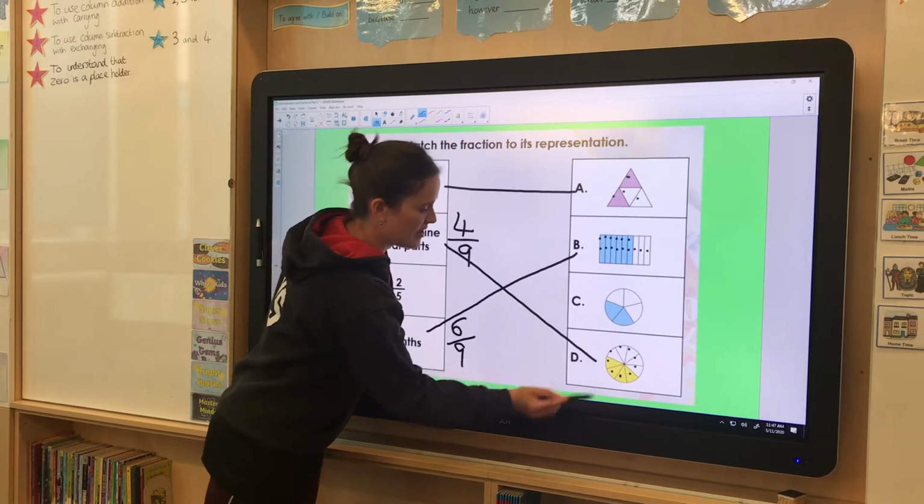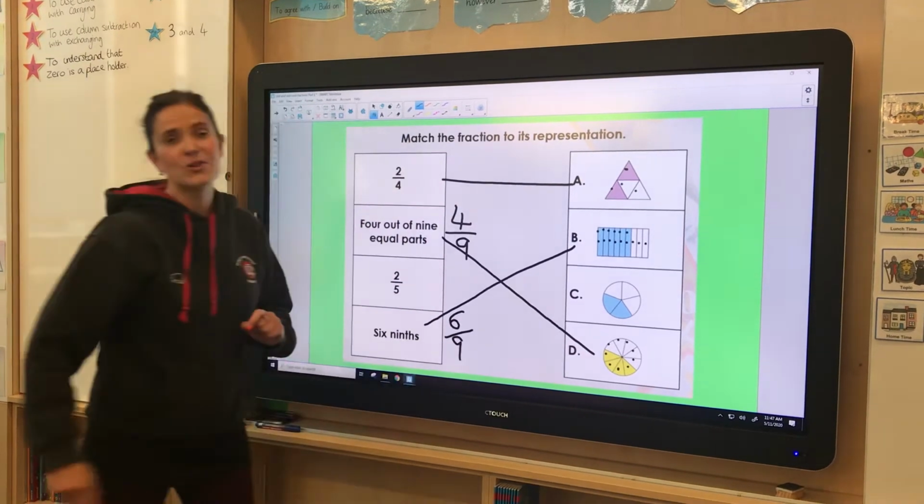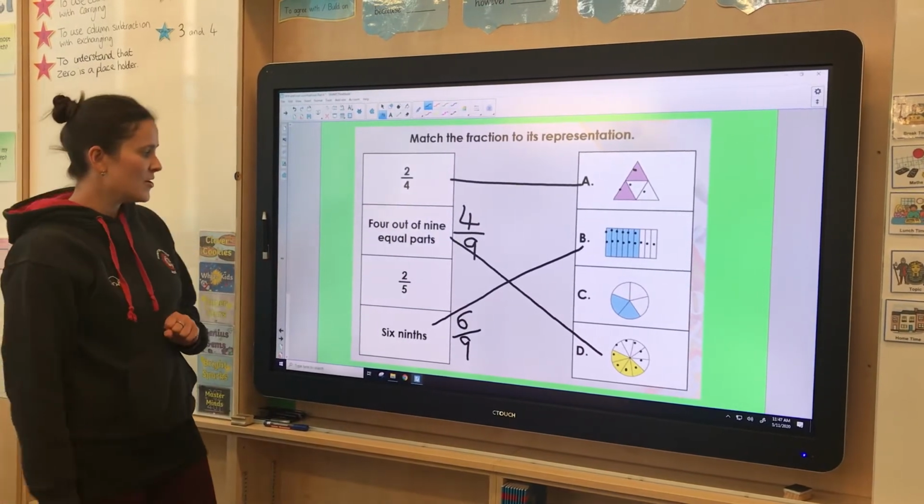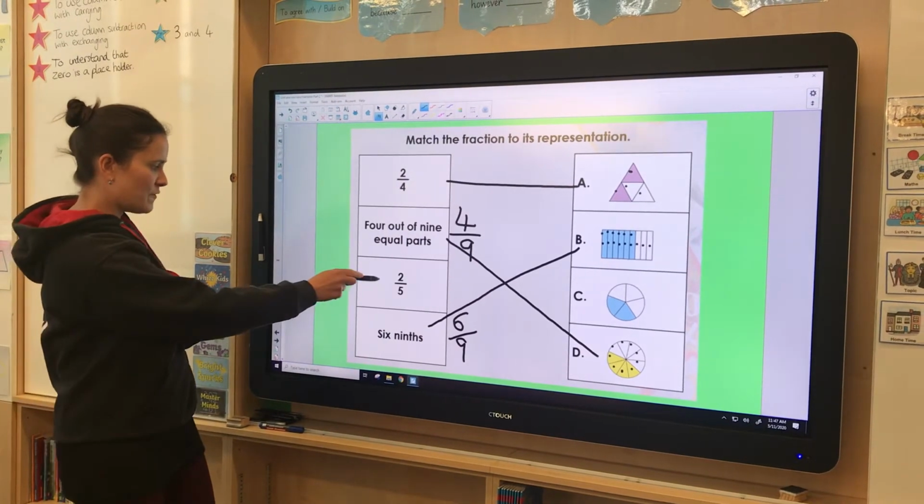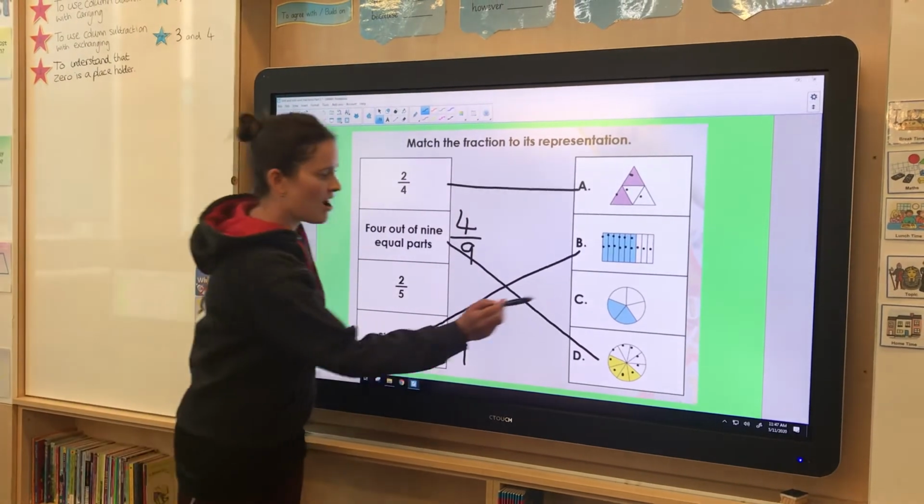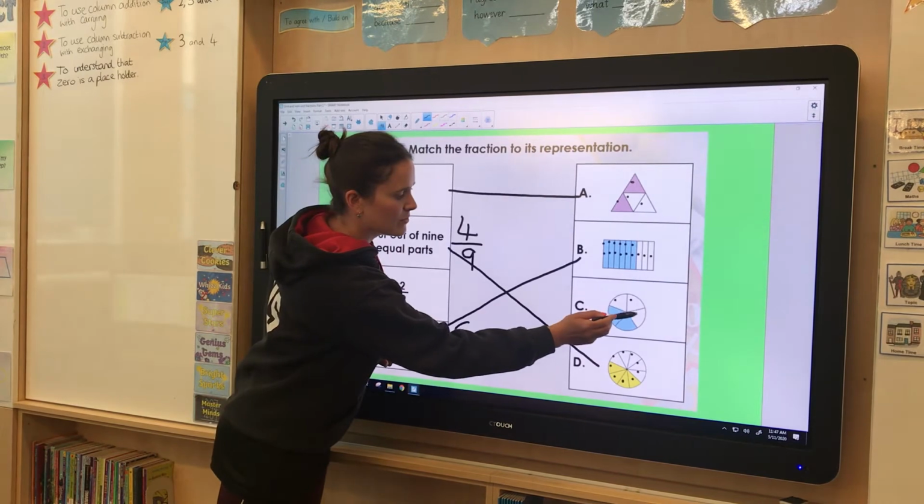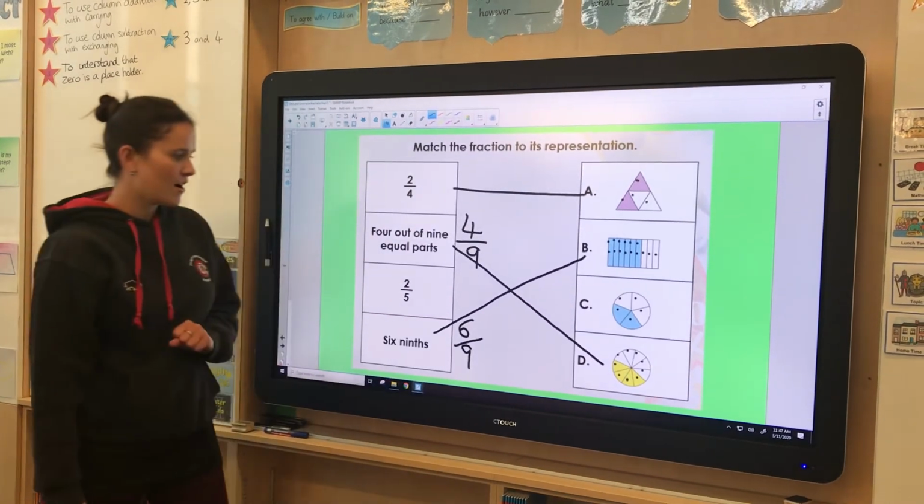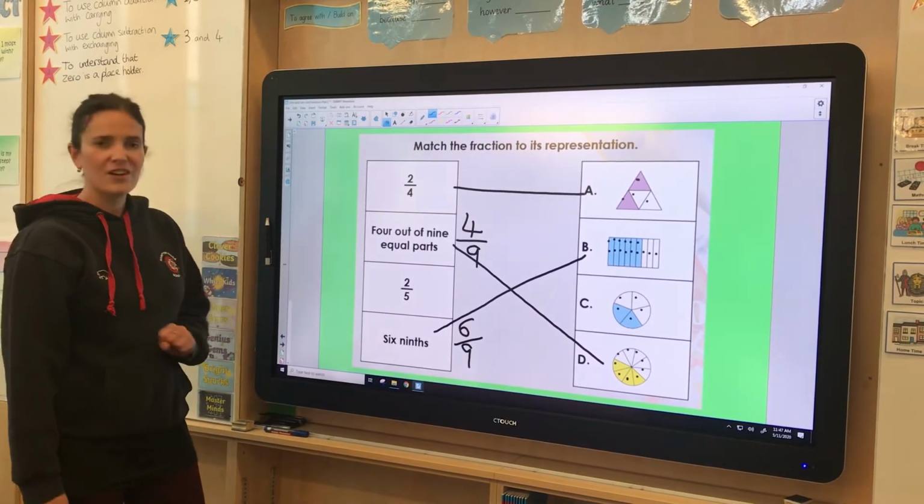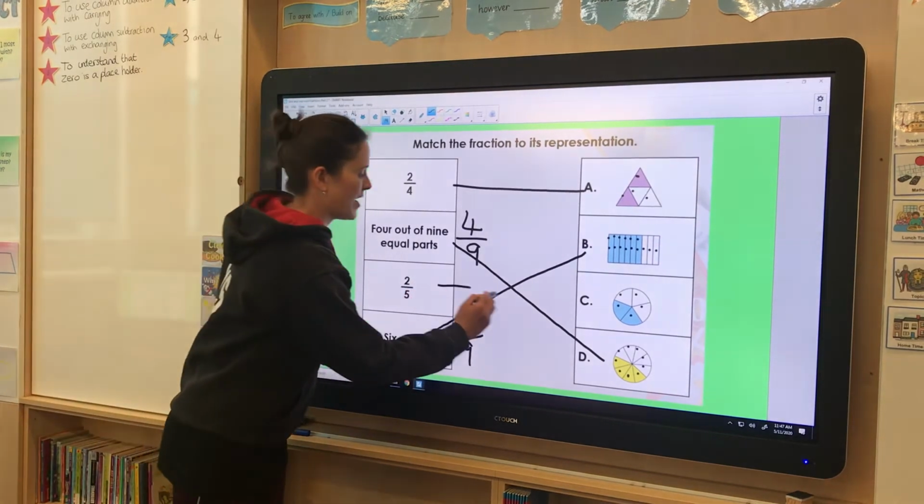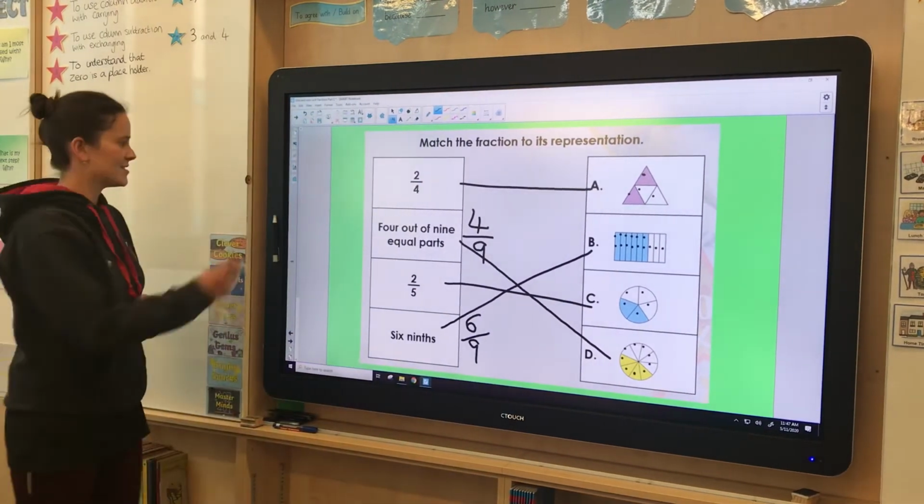4/9 will go down there. I can see that 4 of those parts have been shaded in yellow. And then finally, 2/5. Let me just check. Are there 5 pieces? 1, 2, 3, 4, 5. 2 of them are shaded in blue, so that one will match up like that. Okay.